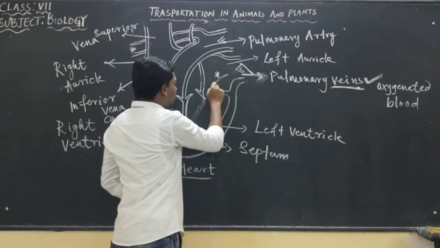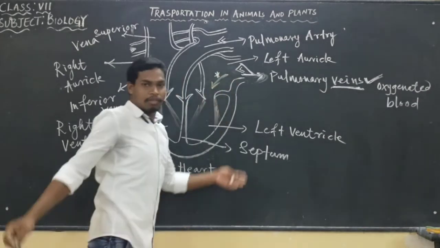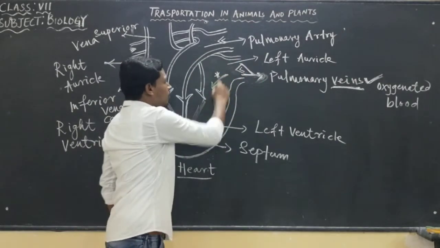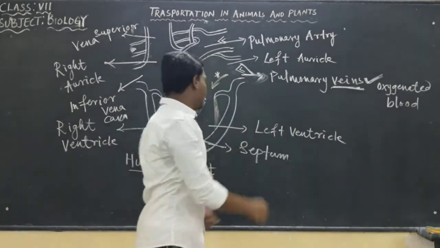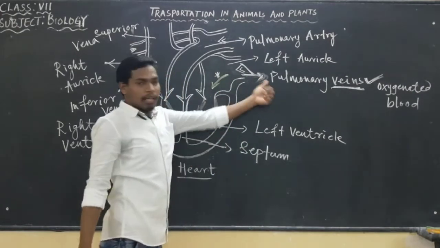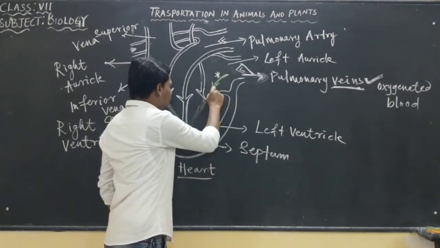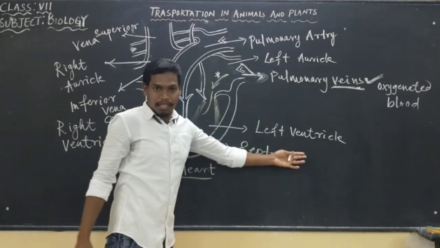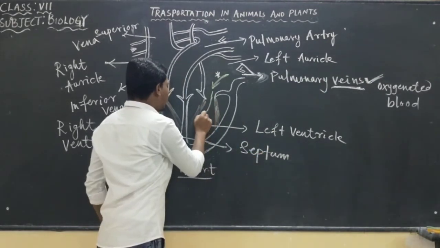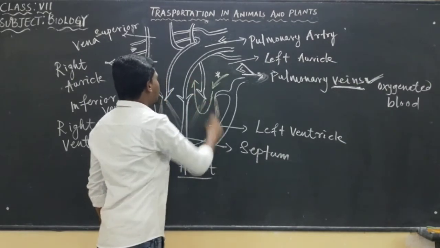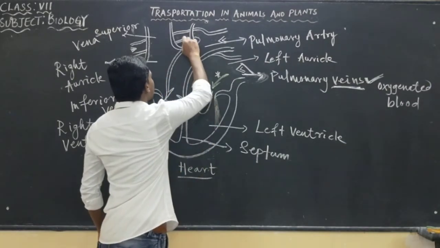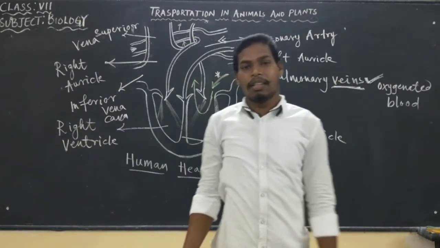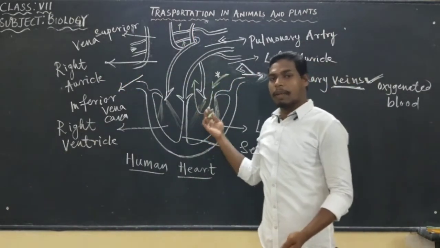Now this is the direction of the flow of blood. Oxygen is picked up by the pulmonary veins and transferred into the left auricle. From the left auricle, the blood comes to the left ventricle. From the left ventricle, it goes to the aorta. Now from the aorta, the oxygenated blood is supplied to all the parts of our body.